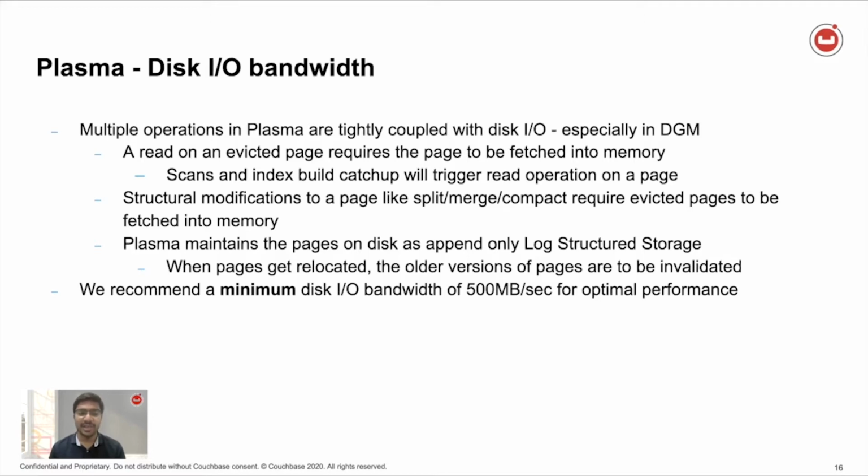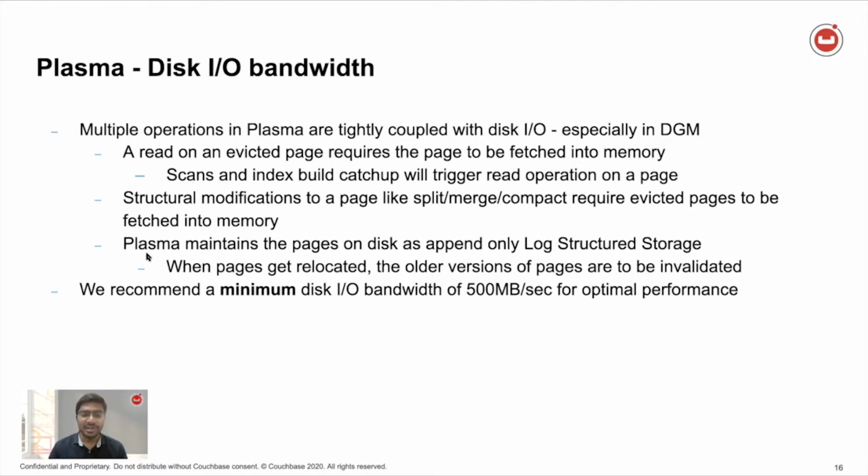When there is an index build catch-up, the back index that is maintained by the indexer has to fetch the old value that has been indexed for the document from the disk if the page doesn't exist in memory, and this incurs a read operation on the page. Also, structural modifications to a page like split, merge, and compaction require the evicted pages to be fetched into memory.